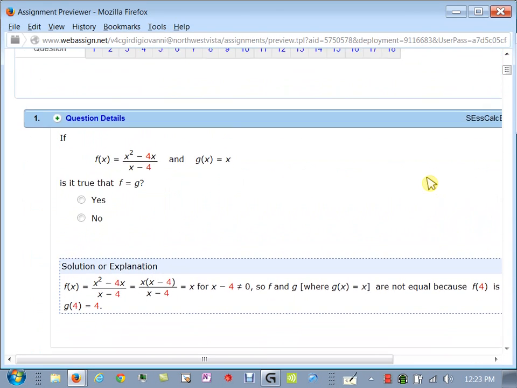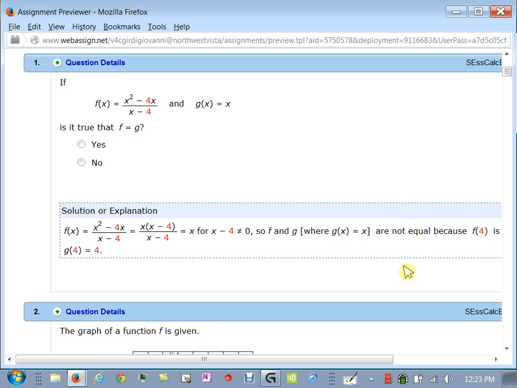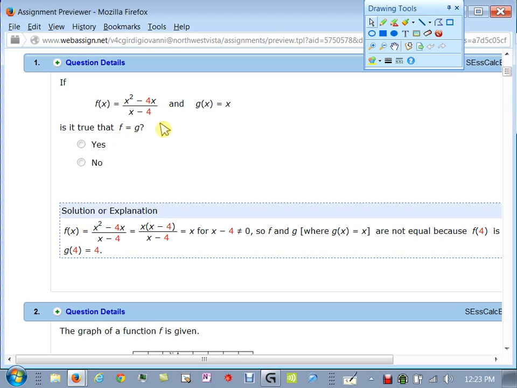Okay, what I'm going to do here is walk through the homework assignment and try to guide you through what's going on. Let's start off with the first problem. It says, if f of x is defined to be x squared minus 4x over x minus 4, and g of x is equal to just x, is it true that f equals g? Well, let's take a look at this.